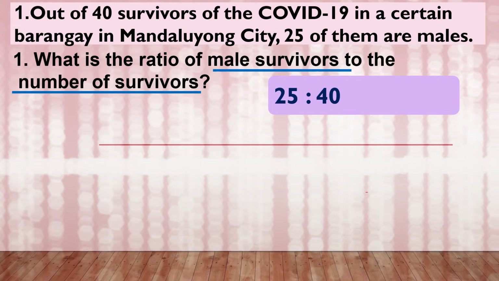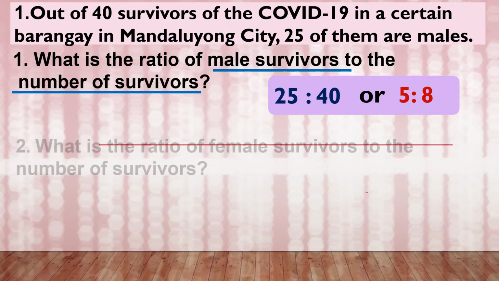And so just like fraction, we must get its simplest form. So divide both of them by 5. So we have 5 is to 8, the ratio of male survivors to the number of survivors.